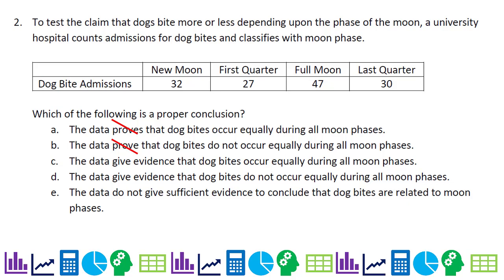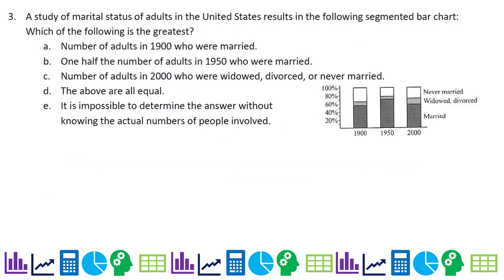So now we know that we have the test statistic. It does not give sufficient evidence to conclude that dog bites are related to moon phases because the p-value is quite high at 0.071. Problem 3.